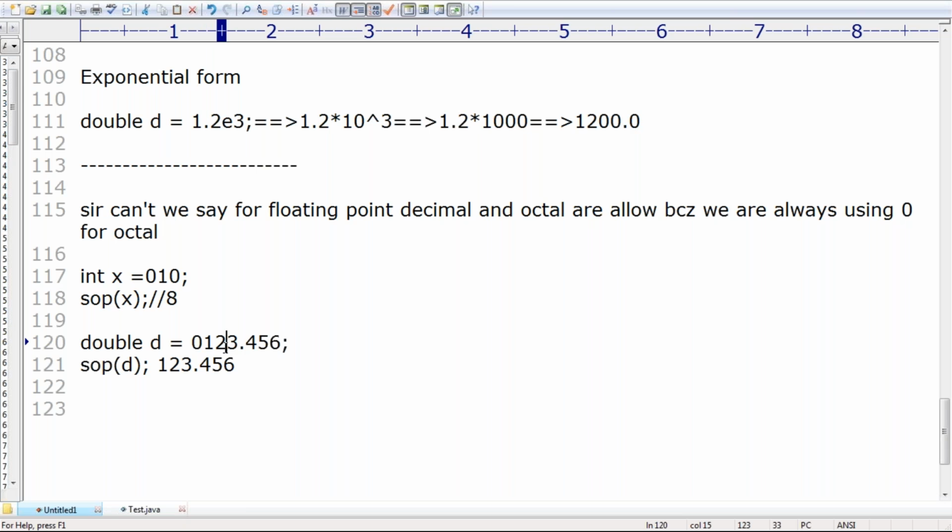Even though we are taking 0, still it is treated as decimal only. Are you able to understand, Pooja? Yes, even if you are taking 0, is it still decimal or octal? Decimal only. Remember that, okay? So that's what you people should be aware of.